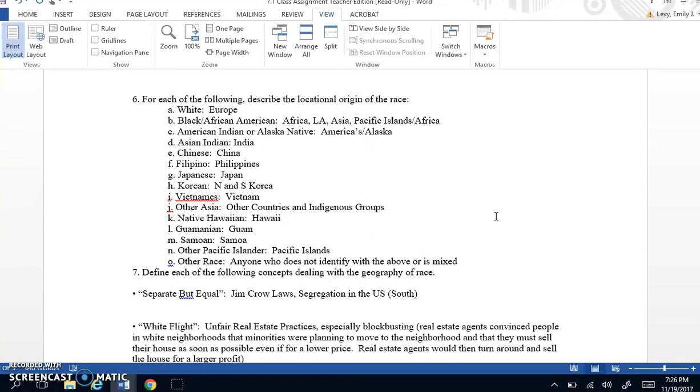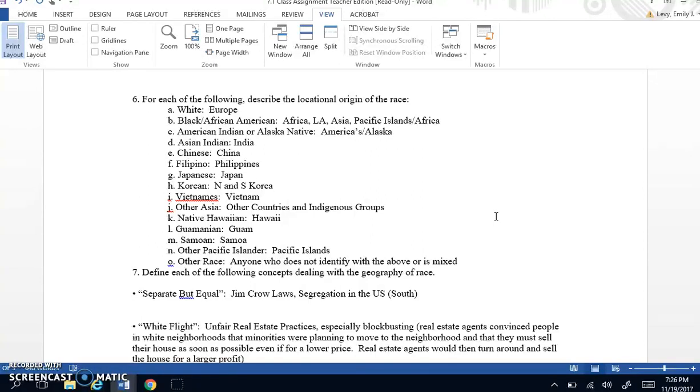Next would be black or African American. This could be that people trace their origins to Africa. Could be Latin America, could be some parts of Asia, could be some of the Pacific Islands, or islands in Africa. Next would be American Indian or Alaska Native. This would be America's indigenous people. So this could be both North and South America, the indigenous people, and then also in Alaska. Canada also has a very large indigenous population.